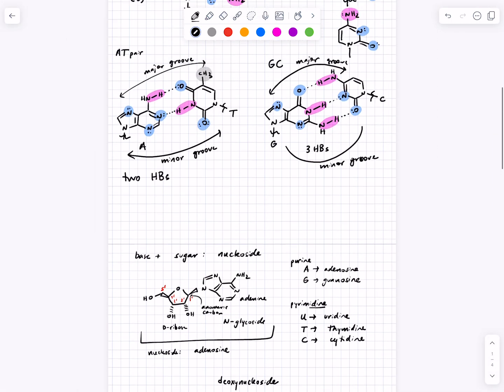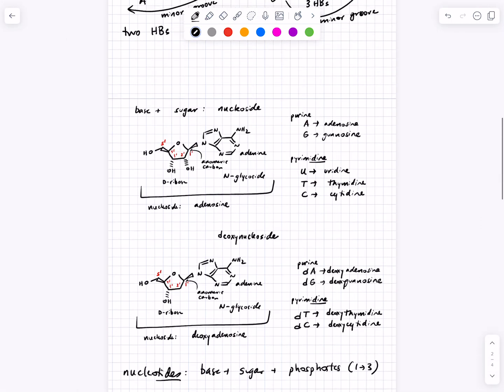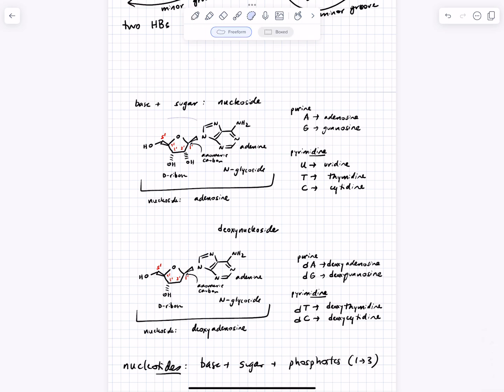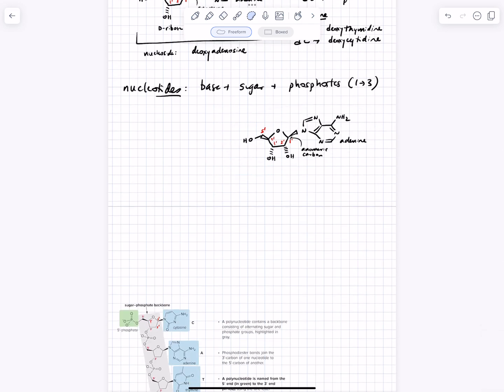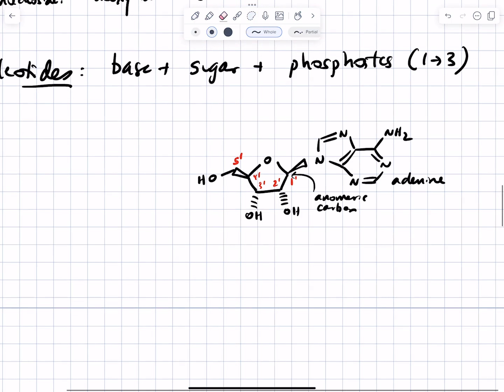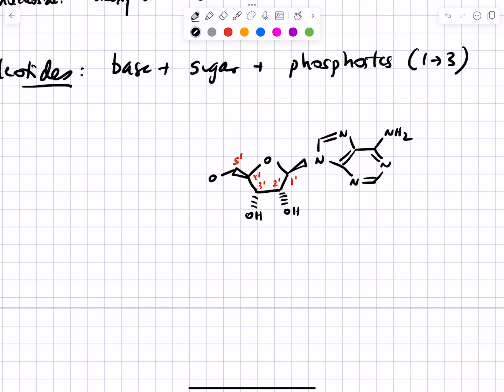So ribonucleotides are going to be based on ribose. They're going to be exactly the same as you've seen here. I'm going to copy that and paste it here. The difference will be that one of the OH groups is going to have a phosphate on it. And we'll name the nucleotide based on where the phosphate is.